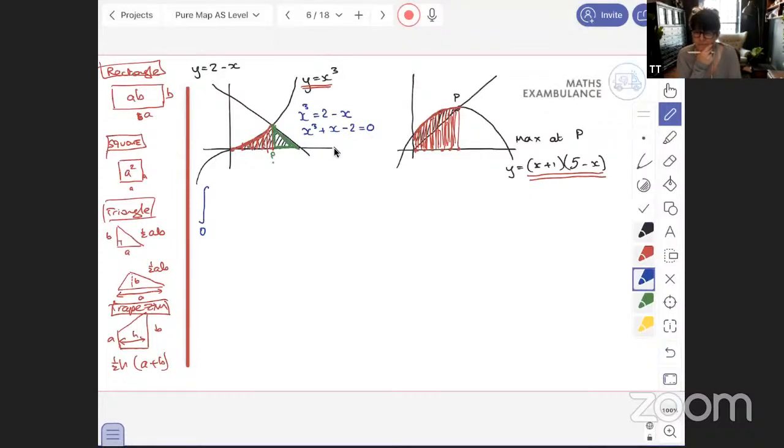Now then, what are we going to do with this? This is what happens with integration. It's not actually the integration that's hard.